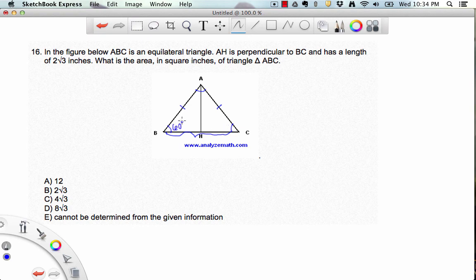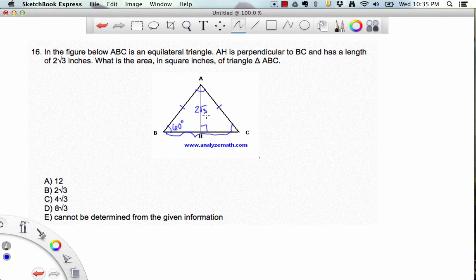So each of these is 60 degrees. Okay. AH is perpendicular to BC, so this is an altitude. An altitude or height of a triangle is always perpendicular, because that's what gives the distance from a point to a line or a point to another object, when we've got that perpendicular distance. And they tell us the length of it is 2 times root 3.